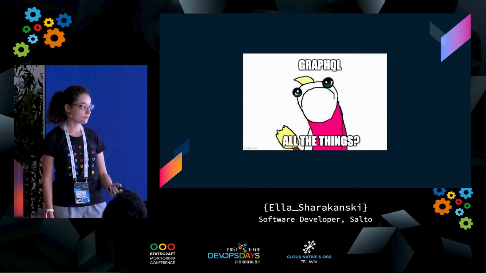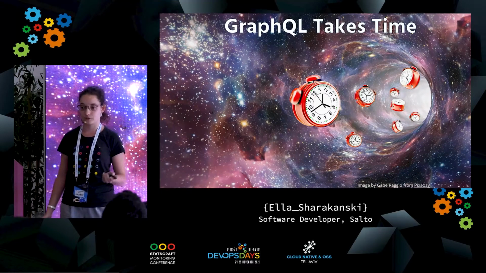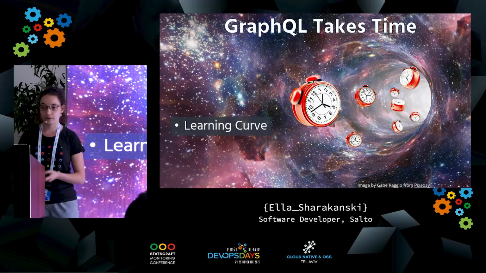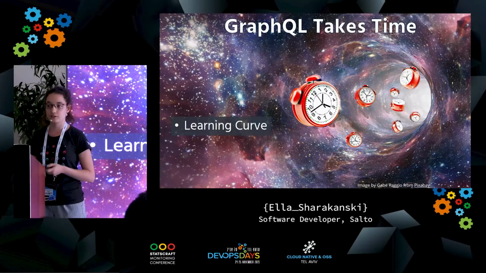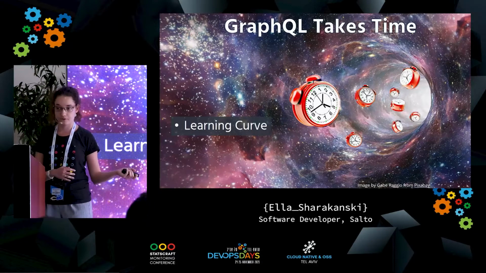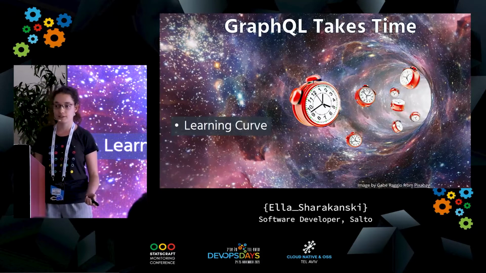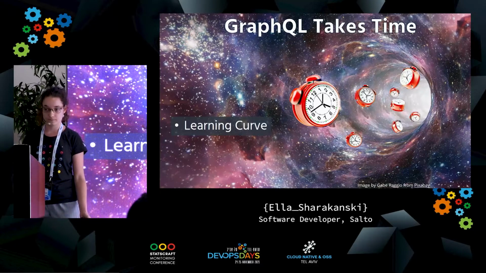Okay, so my main claim for this part is that GraphQL takes time, and I have three main reasons for that. First, the learning curve. To learn GraphQL, I first had to learn the specification of GraphQL, and then the specific packages that we're using at Salto, which are TypeScript packages, in our case, Apollo Server for the backend and Apollo Client for the frontend. And because GraphQL is pretty different from REST, this took quite some time. Also, because GraphQL is not as popular as REST, basically everyone at the company had to learn GraphQL.